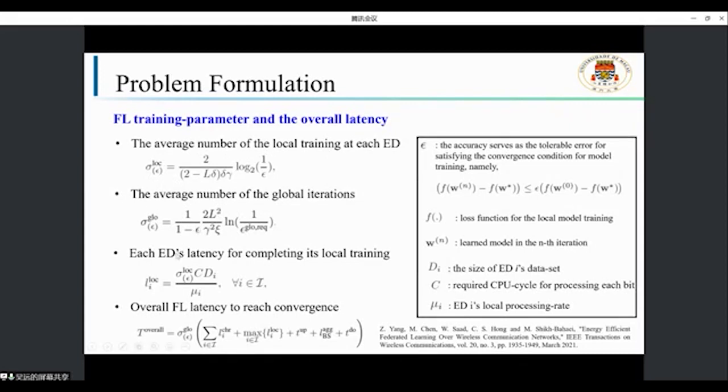And then we can express the end device's local latency for completing local training, depending on the number of local iterations and the latency for processing each individual training. Overall, the FL latency for each convergence is eventually given by this expression, including the latency for one single round of iteration and the total number of global iterations we need to perform before convergence.